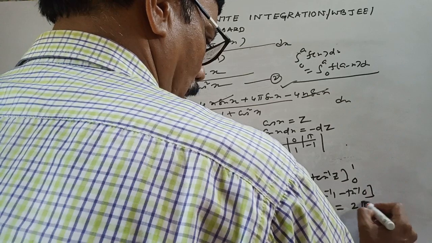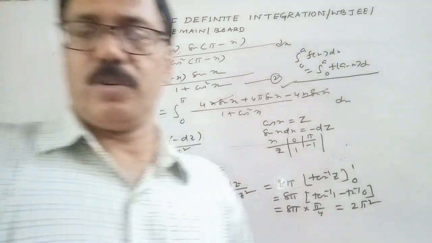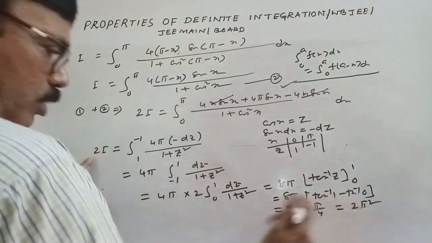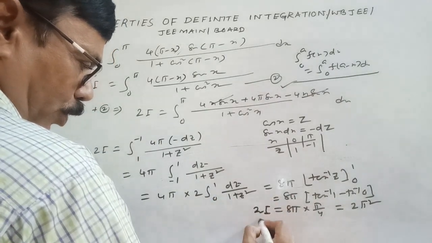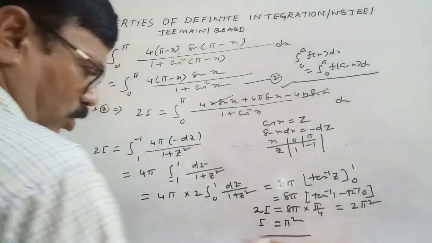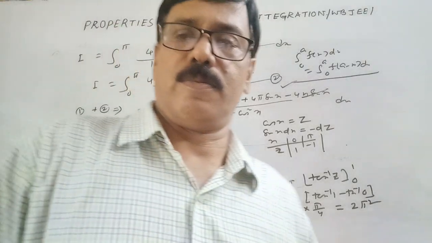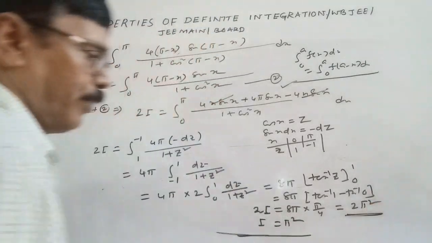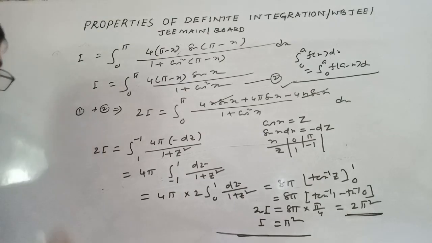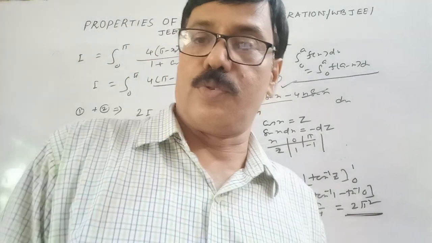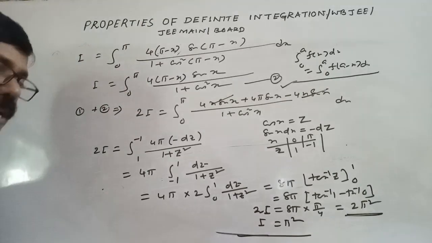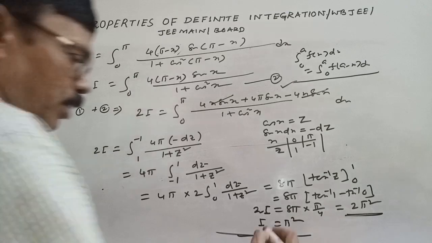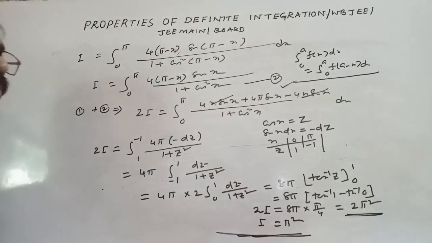So this is 2 pi square. But the answer is not 2 pi square, because it is 2I. So I equals pi square. Mind it, someone might write the answer as 2 pi square, but it is 2I. So you should remember, you have to divide throughout by 2 before writing the final answer. So you are getting pi square.